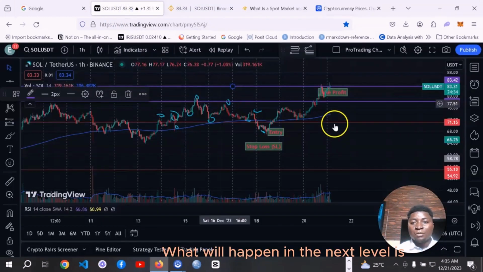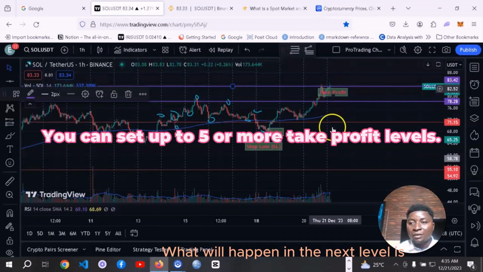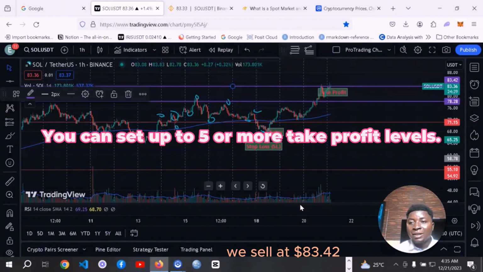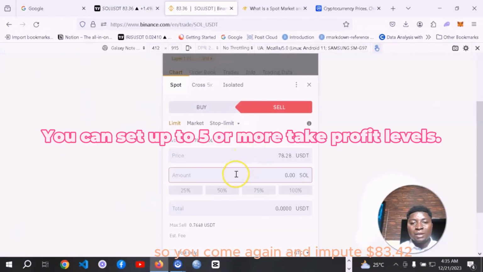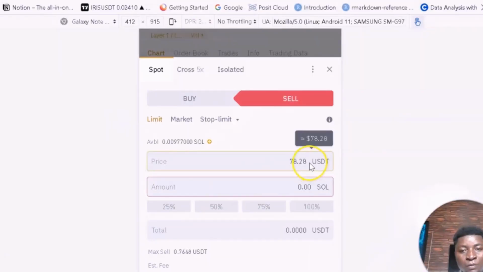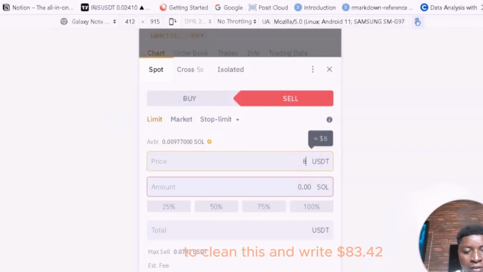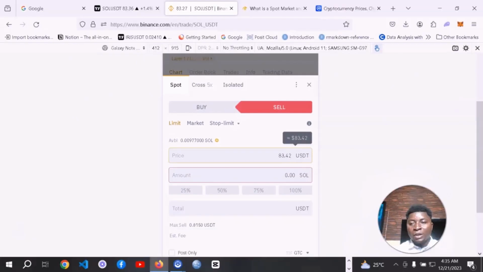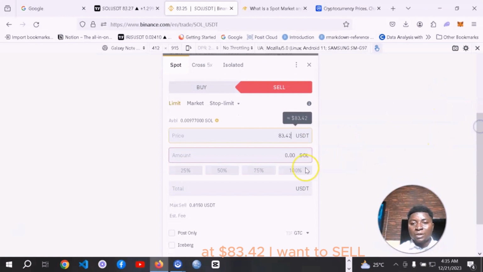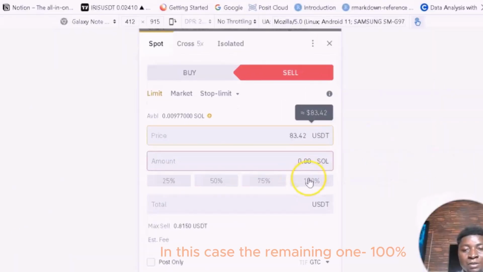Now, what will happen to the next one? On the next level where we want to take profit, at 83.42, you come again and input 83.42. At 83.42, I want to sell, in this case, the remaining one, which is 100%.